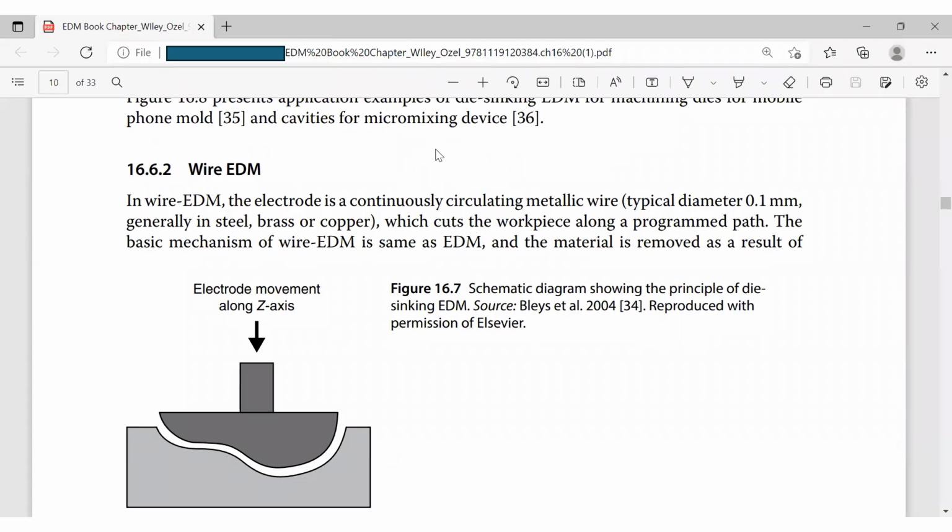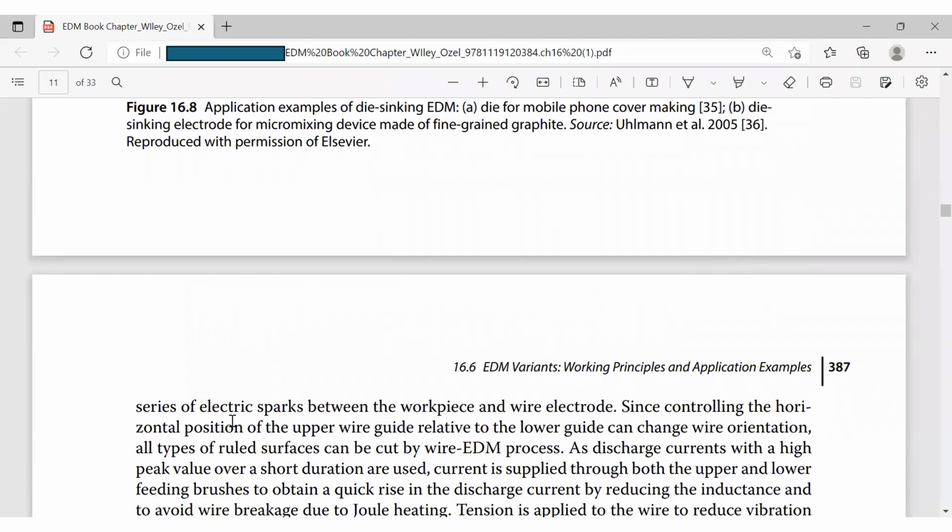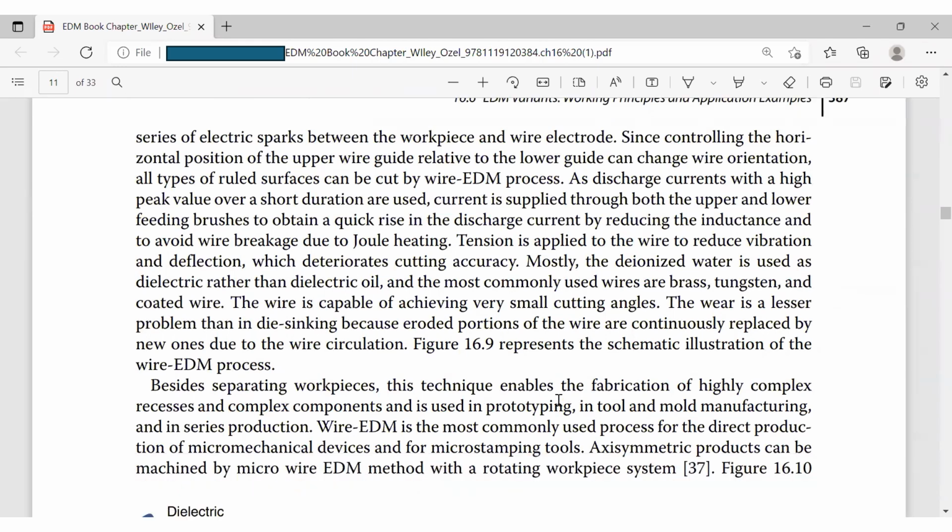So die-sinking, I'm talking about die-sinking EDM here. The material is removed as a result of a series of electrical sparks between the workpiece and the wire electrode. Since controlling the horizontal position of the upper wire guide relative to the lower guide can change the wire orientation, all types of root surface can be cut by wire EDM. We can just cut it.